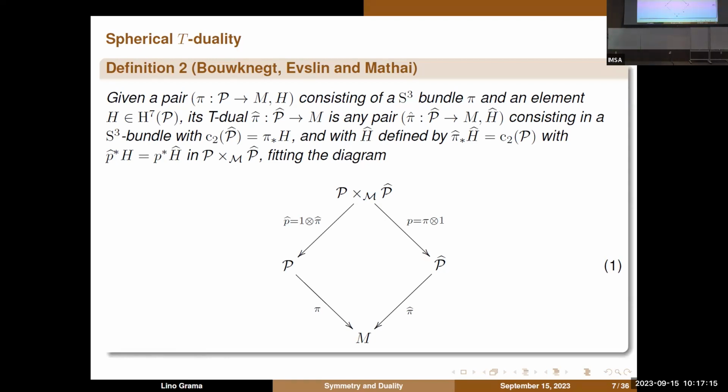And this is also, the philosophy is the same. They interchange the second Chern class and the H flux. But now we need to be a little bit more careful here, because the H is a 7-form and the other is a 4-form, and we need to make some compatibility here. I will explain in a second. But the picture looks the same. And we consider here this pullback of this 7-form in the product space, and make the diagram commutative.